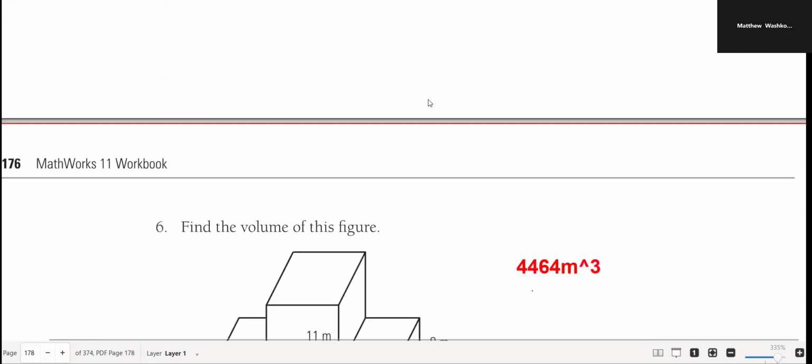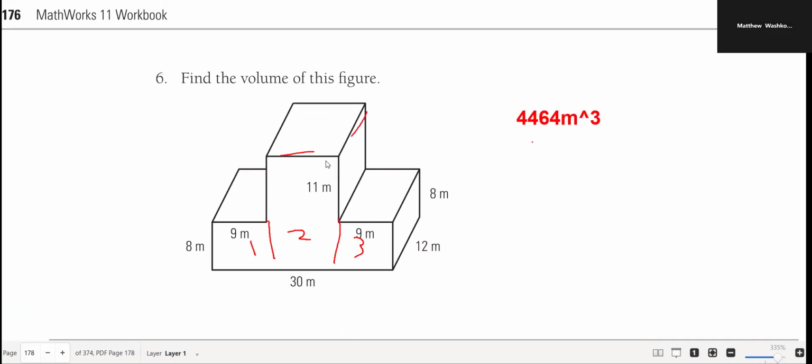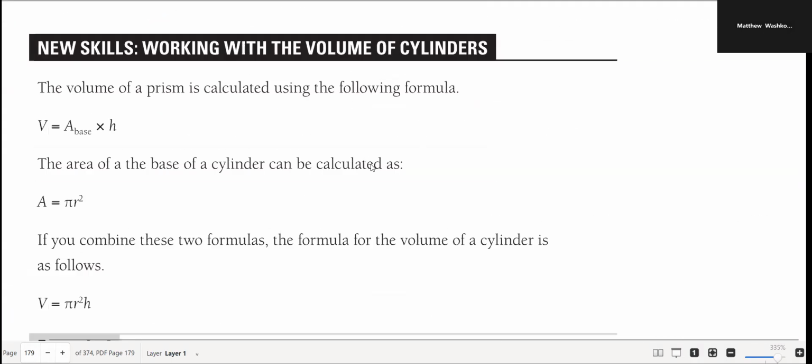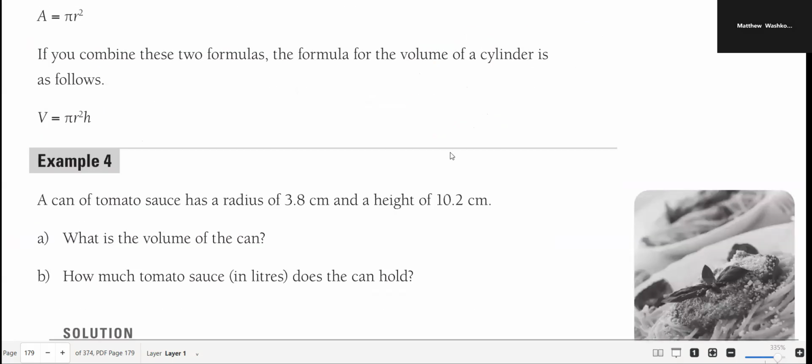So prisms are really easy, right? Prisms are just length times width times height, right? Not that bad. We're going to change it up a little bit, though, and now we're going to work with cylinders, right? It's the same thing, though. The volume is the area of the base times the height. But the base is a circle, right? So the circle in this case is pi r squared times height, right? This is the area of a circle times the height of it, and that gives you the answer here.